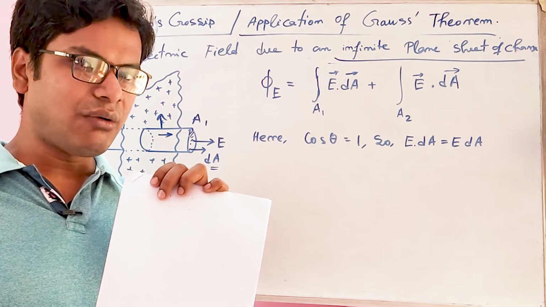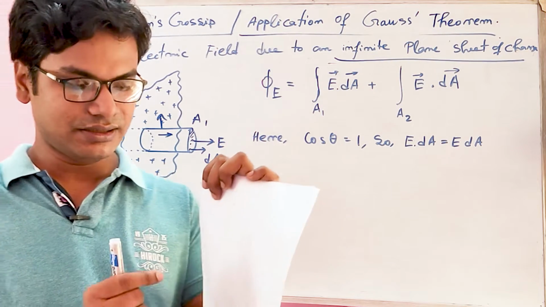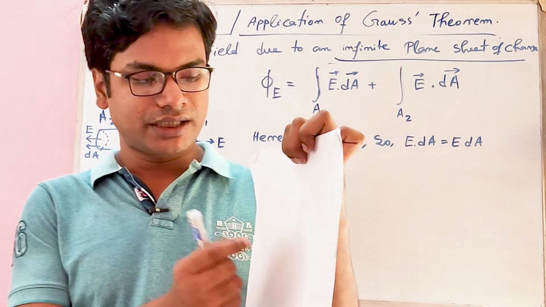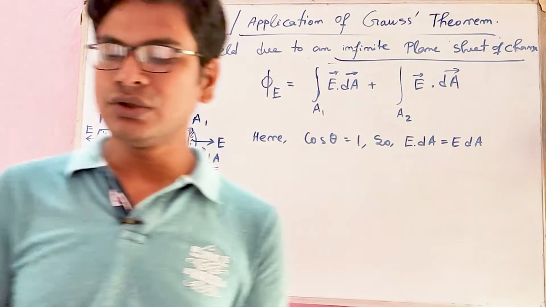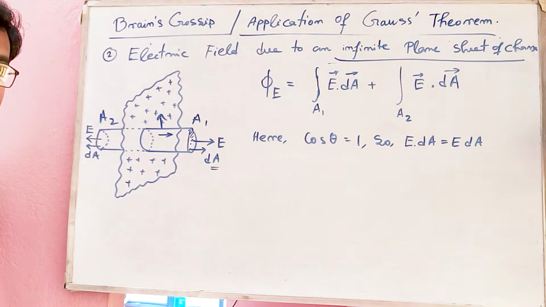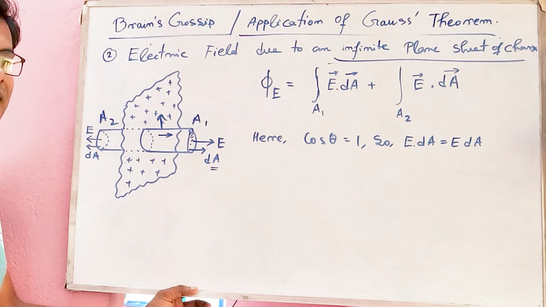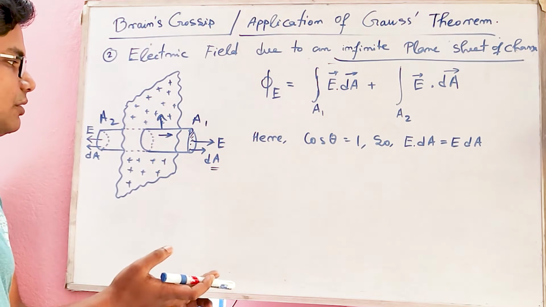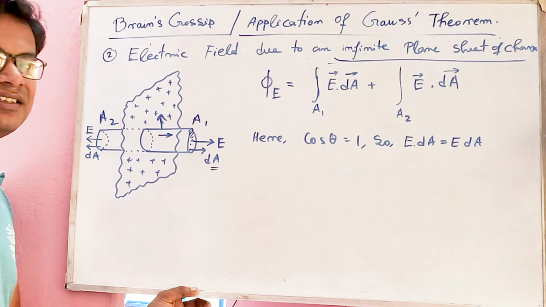Now our target is to find out the electric field at a point near this plane sheet. This is a plane sheet. So we want to find out the electric field at a point near this plane sheet of charge. Let us do that by considering a Gaussian surface, which is also a cylinder over here. Now this cylinder is actually penetrating the plane sheet. Half part of the cylinder is on the right and half part of the cylinder is on the left.